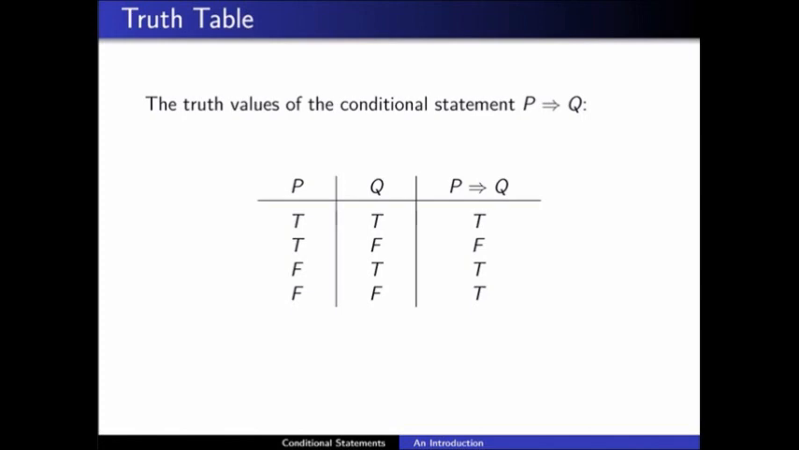Here is the truth table for a conditional statement. Again, in the definition we say that a conditional statement is only false when P is true and Q is false. And you see that here in the second row of this implication. If P is true and Q is false, the implication is false. In all other combinations, the implication or the conditional statement will be true.